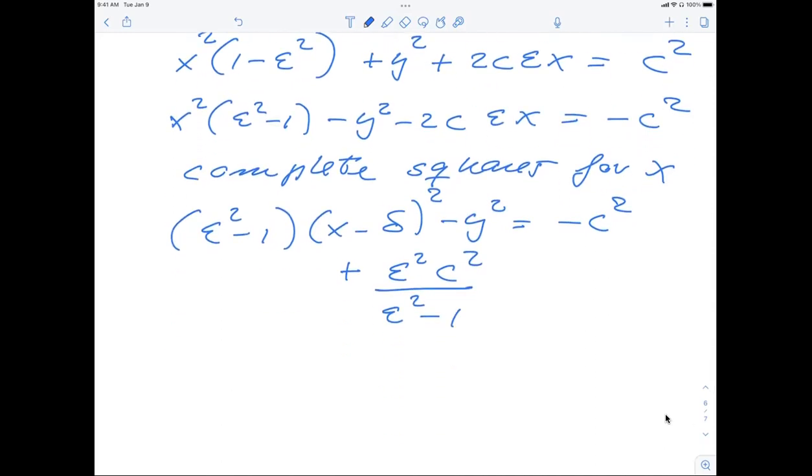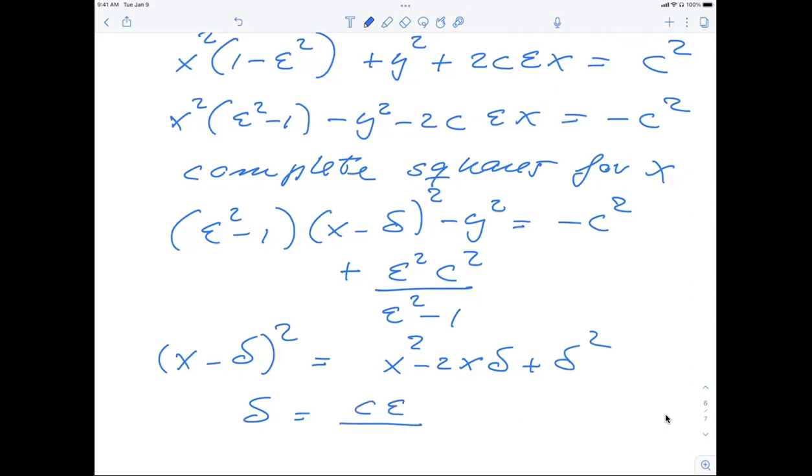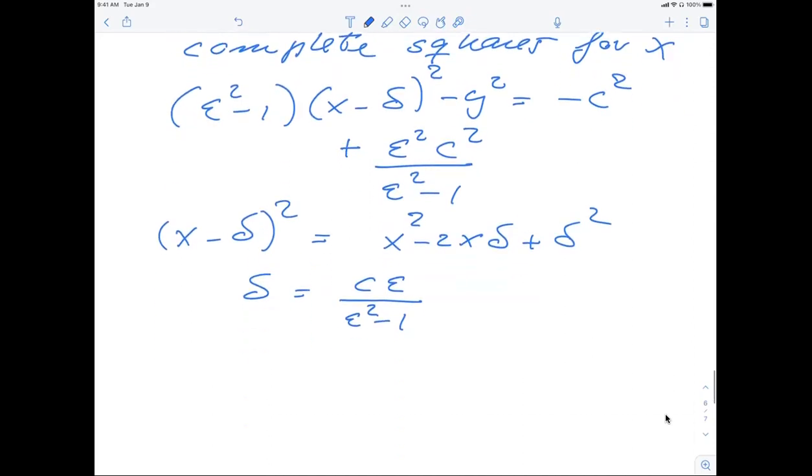And what I've done is actually to add and subtract two terms. So this is the same as X squared minus 2X delta plus delta squared. I'm just doing the algebra here. And this delta is simply C times epsilon over epsilon squared minus 1. This kind of exercise here is also relevant for homework number 9, the final one.